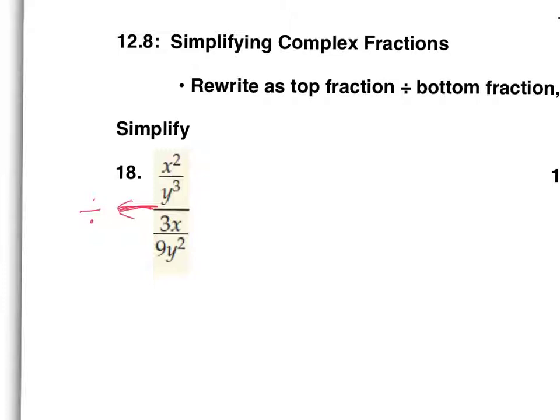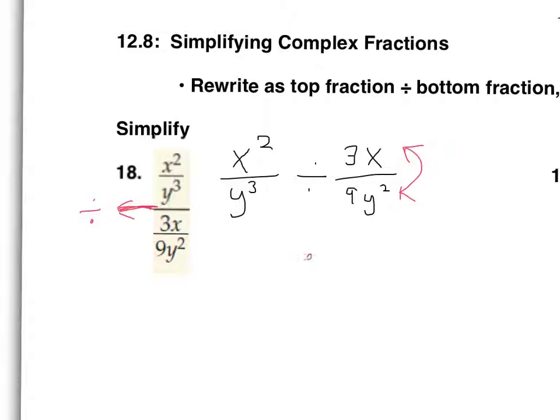And the first thing you should do is just recopy it. x squared over y to the third divided by 3x over 9y squared. All right, now, once you have done that one step of recopying it, this problem is now review. This is something that we learned how to do in the first part of Chapter 12 that we've already taken a test over. You know when you divide by a fraction that you're going to need to flip the second one and change it to multiplication. So I'm just going to rewrite the first one, that's not changing. But now the second fraction is going to be 9y squared over 3x.